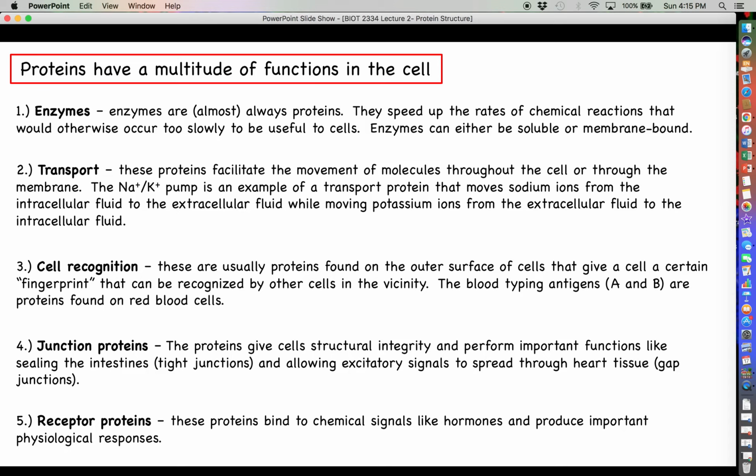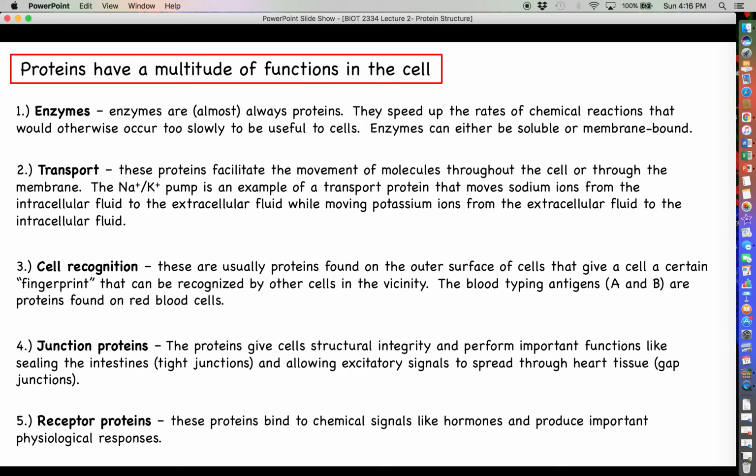Secondly, we've got transport proteins. These proteins are going to facilitate the movement of molecules either throughout the cell or more commonly through the cell membrane. Now, if this was my human physiology class, I would probably spend a whole chapter talking to you about how the cell membrane is semi-permeable. Some molecules can move through the membrane, but most molecules cannot. So transport proteins are going to basically allow molecules that would otherwise not be able to get through the membrane to be able to do so.